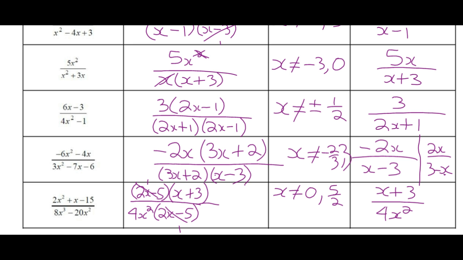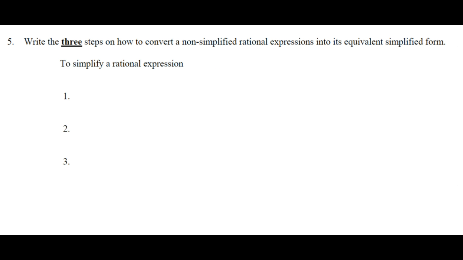Step 2, state the restrictions. Step 3, simplify. Write the 3 steps. Seriously, I never even looked at this. All right, so step one, what do we do? Factor. Oh, really? Still? All right.